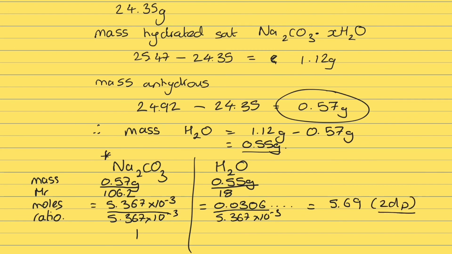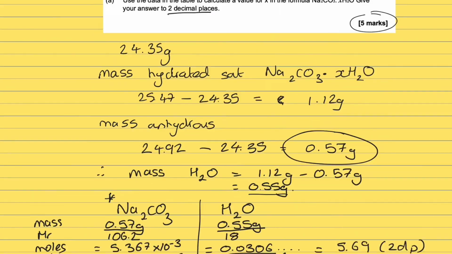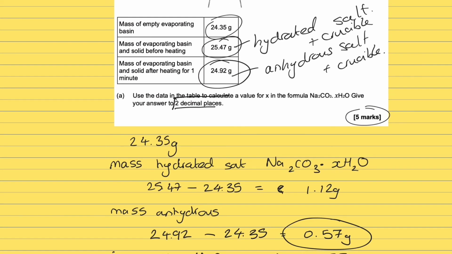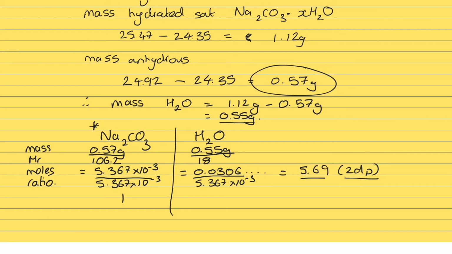Now obviously if you rounded your answers, so if you did 0.0306 divided by 5.367, you would get a slightly different answer. So on the mark scheme there is a range given, but 5.69 is what you get if you use the full numbers in your calculator. Remember, the question did say to 2 decimal places. Although you might be very used to giving this as an integer, do what the exam asks you to do. The 5th mark is for an answer to 2 decimal places. So that's 5.69.